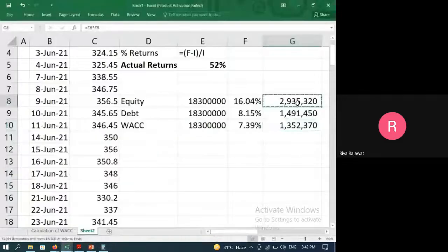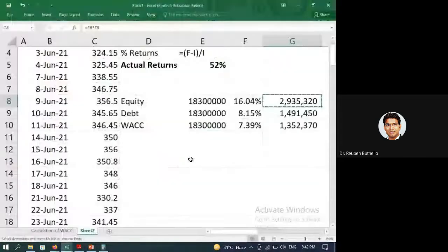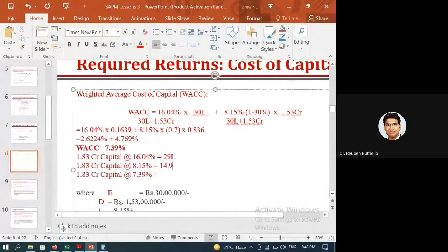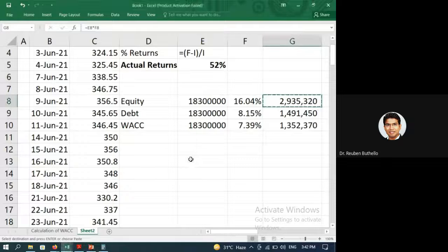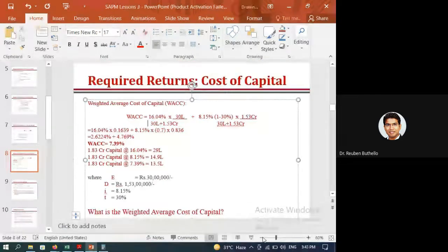Yes, sir. It's 290, 293. So this is approximate, let's write down 29 lakhs. This is 14.9 lakhs. And this is 13.55 lakhs. All right. I want all of you to write down all these formulas so that you don't forget them. Everyone note this down in your books.